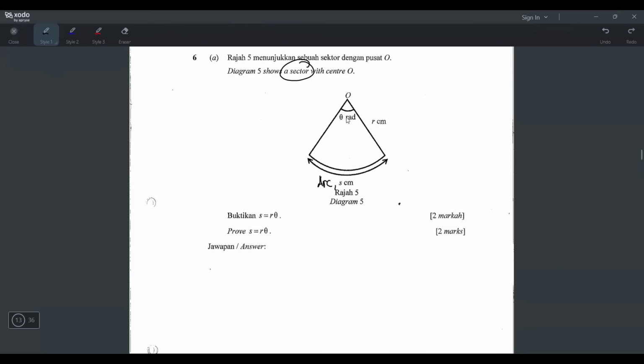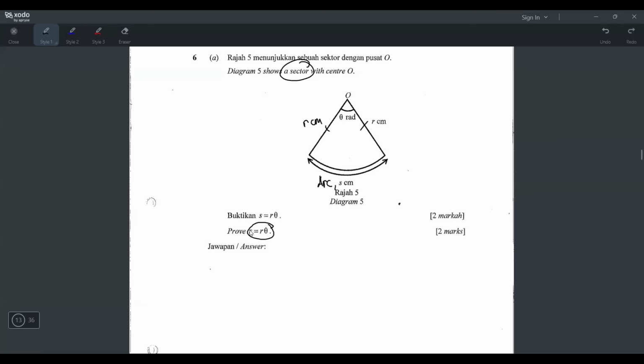Okay, so they say here theta in radians, R cm, S, and you should know that this is also R. These two lines are the same length because they are radius. Now it says prove S equals R theta. For this question, they ask you to prove this formula. This formula we learn in Form 5 chapter 1, circular measure, and this is the first formula you learn in this chapter. S equals R theta. But they are asking us to prove it now.